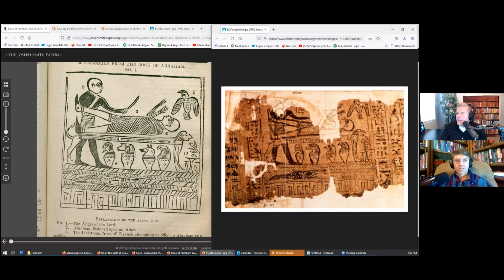Okay. So what Joseph Smith says this means is that it's a depiction of Abraham nearly being sacrificed by the Egyptian priest and being saved by an angel. And that's the story Joseph Smith gives us. That is different than what most Egyptologists would say. So let's address two things. We'll get to what most Egyptologists would say in a moment.